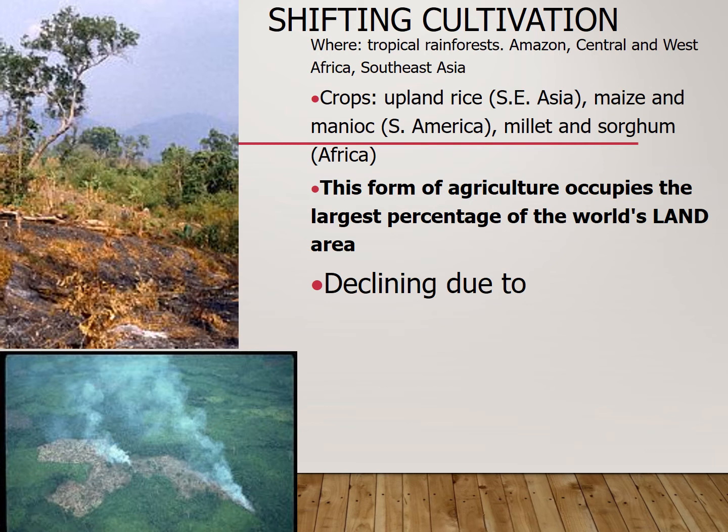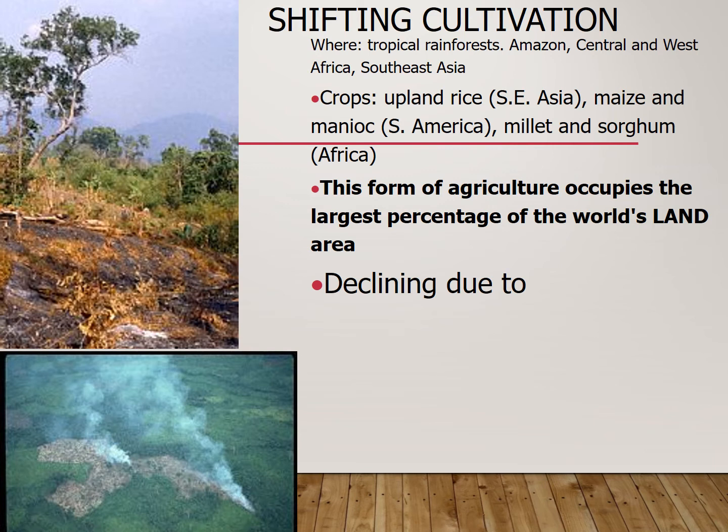Where are you going to find this? Often tropical rainforests, these are the places that don't have a lot of open spaces. You're not going to have shifting cultivation in the Great Plains because who needs to burn anything down if it's not there? Around the Amazon, the central and western regions of Africa, and in Southeast Asia. Rice is one of the crops, maize and manioc is one of the crops. Manioc, also known as cassava, that's a root which can be ground into a starch and eaten, as well as millet and sorghum in Africa.